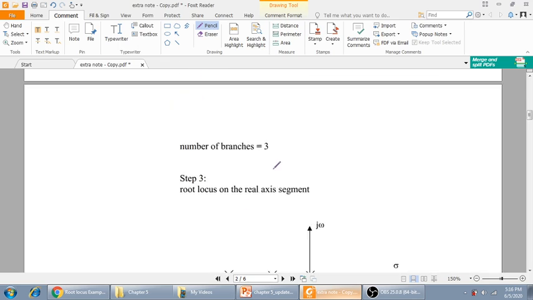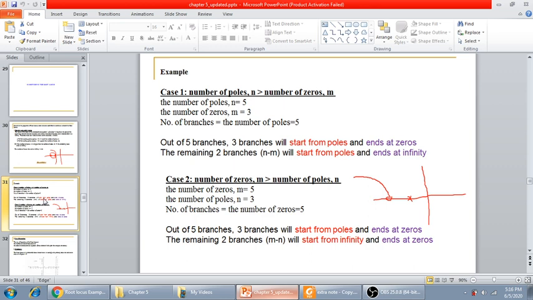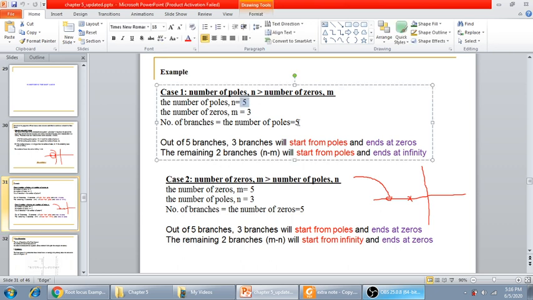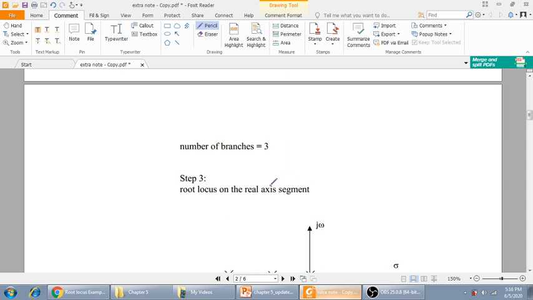Now in step 2 we need to find the number of branches. How can we know the number of branches? I will refer you to slide number 31. If the number of poles is greater than the number of zeros, that means n is greater than m, then the number of branches will be the number of poles, the maximum one. Here the number of branches will be 3, because n is 3 and m is 0.